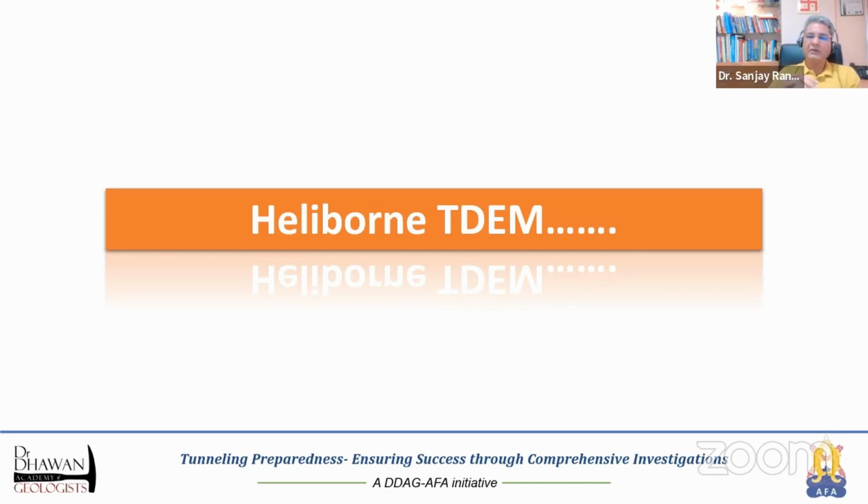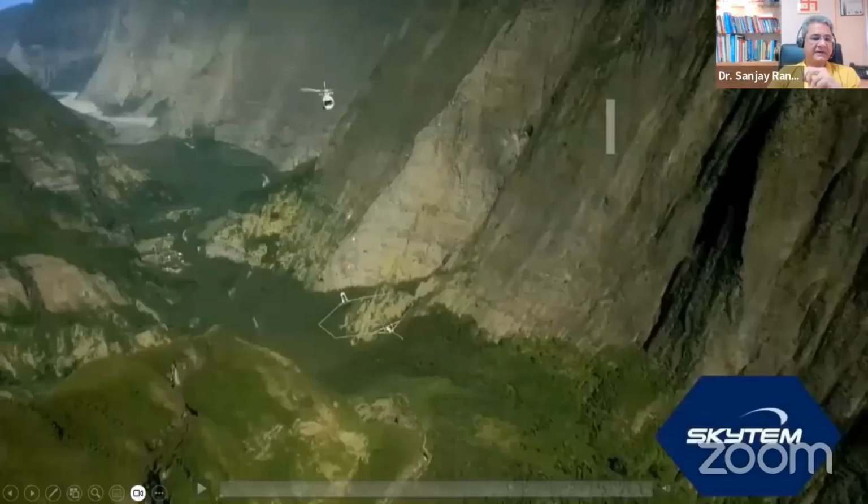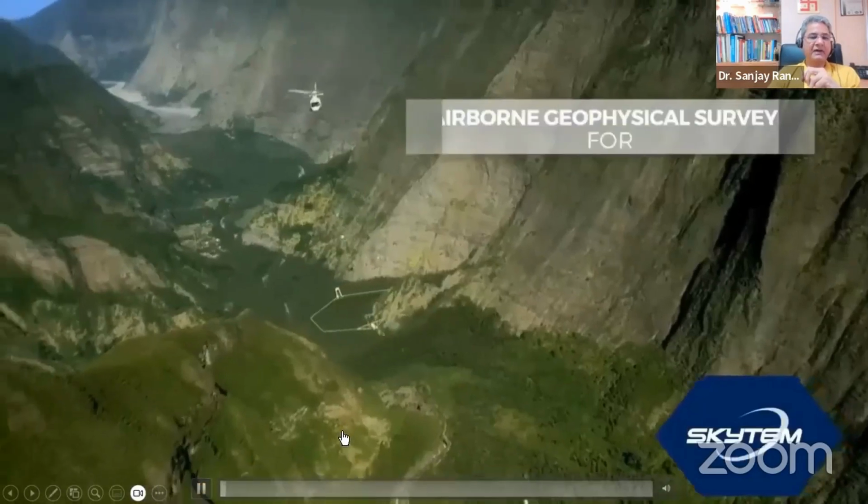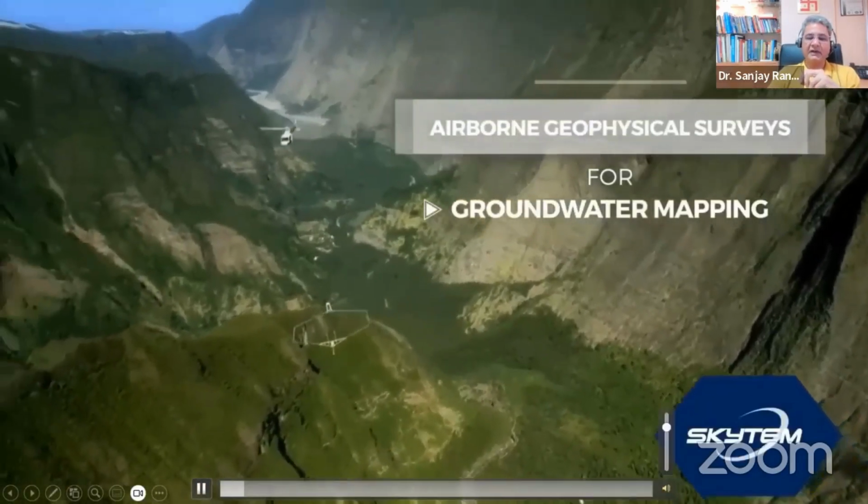First is Heliborne Time Domain Electromagnetic. As Dr. Dhawan showed a photograph of a project in Bhutan, where you saw the tunnel route with a red line and the entire thing was full of vegetation, there was practically hardly any outcrop to be seen. Even going to these places is very difficult in the initial stages of investigation. Drilling is very difficult in such places, and there are a number of options to go from point A to point B. That's where this system can change the way we look at it.